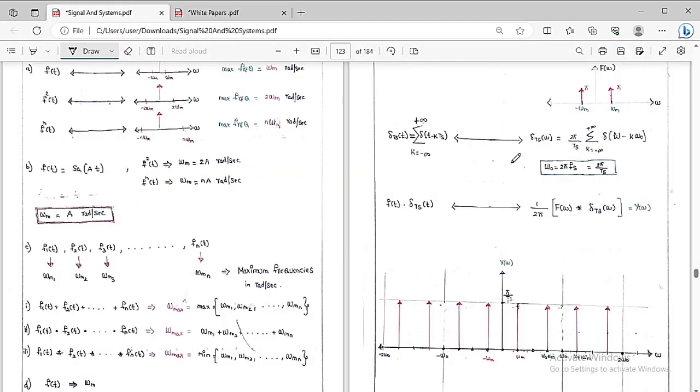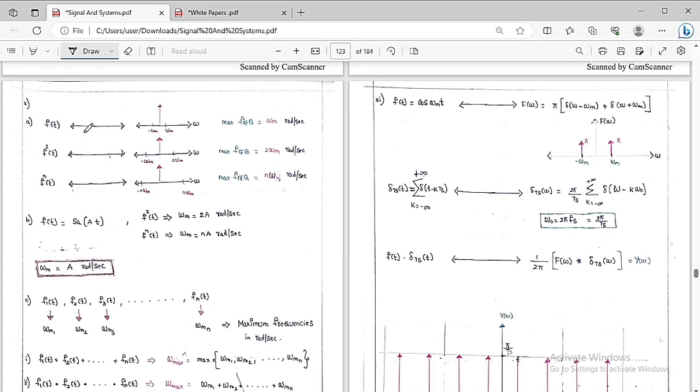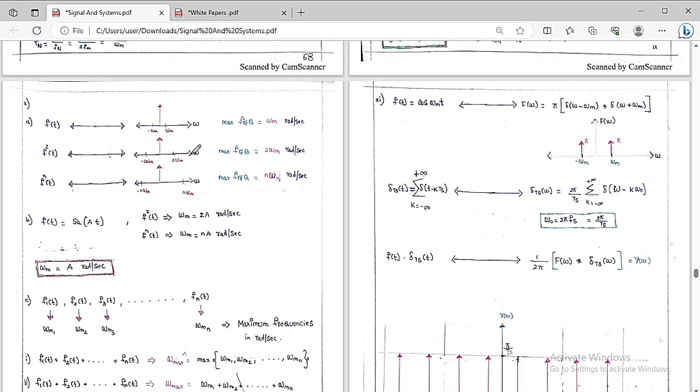So here you can see clearly, f of t is going to cover from minus omega m to omega m. Then f square of t will cover from minus 2 omega m to plus 2 omega m. And f of t to the power of n will cover the frequency range from minus n omega m to plus n omega m. Means the maximum frequency present here is omega m. If the maximum frequency present in the signal is omega m, then for f square of t it is 2 omega m. Similarly for this one, the maximum frequency present is n omega m. So these things you always have to keep in mind. Now let's go for the next point.